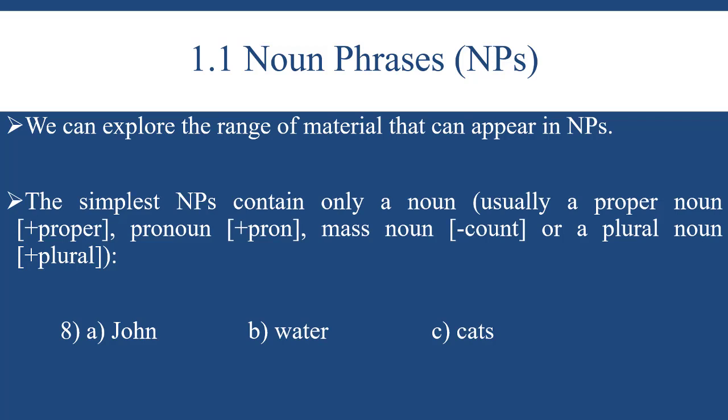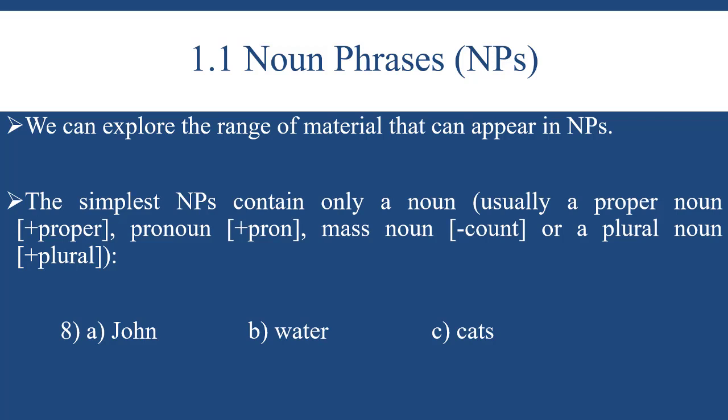For example, let's start with noun phrase, an NP. An NP is a noun phrase. We can explore the range of material that can appear in NPs. So what are the materials that can appear in an NP? We have the simplest: an NP that contains only a noun. We can have one noun which forms an NP, a noun phrase consisting only of one word, usually a proper noun.